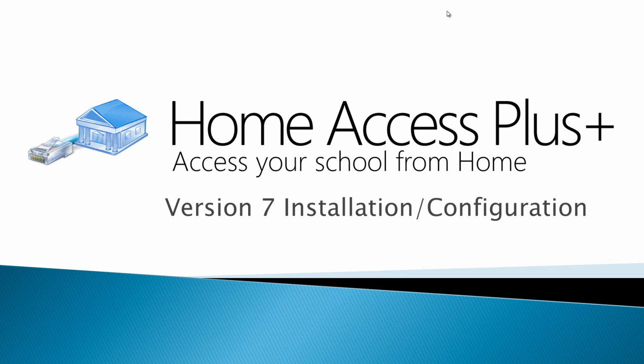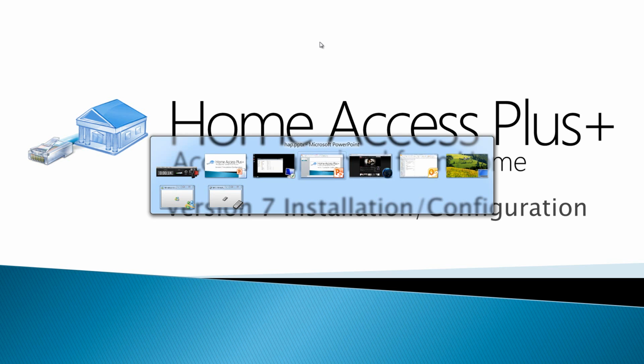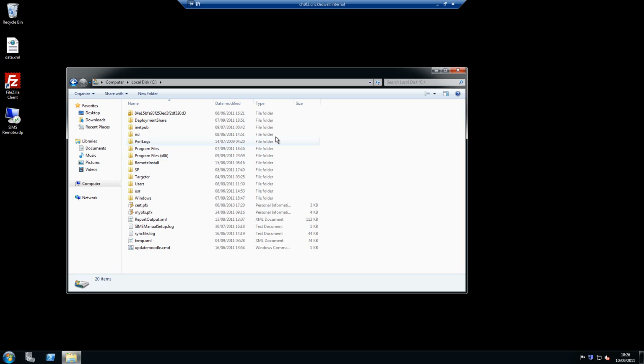Welcome to this Home Access Plus version 7 installation and configuration guide. Please note that Home Access Plus version 7 changes the way that it is installed and configured. To start off, you will need to remote desktop into a server of your choice.